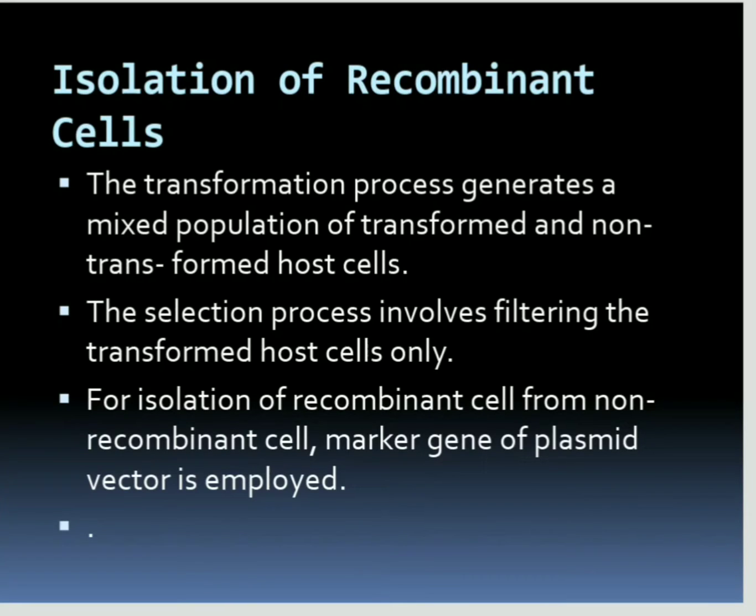Next, isolation of the recombinant cells. The transformation process generates a mixed population of transformed and non-transformed host cells. The selection process involves filtering the transformed host cells only. For isolation of the recombinant cells from non-recombinant cells, the marker gene of the plasmid vector is employed. So by this, we can separate the recombinant cells after the insertion. We can select them.